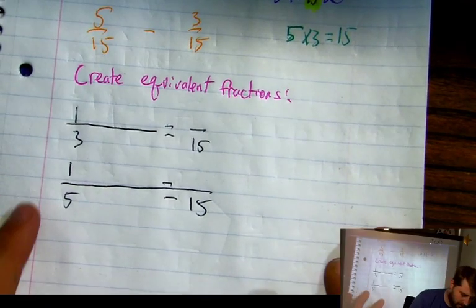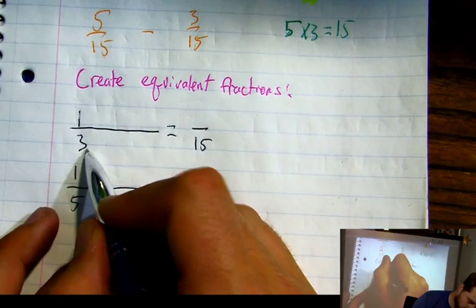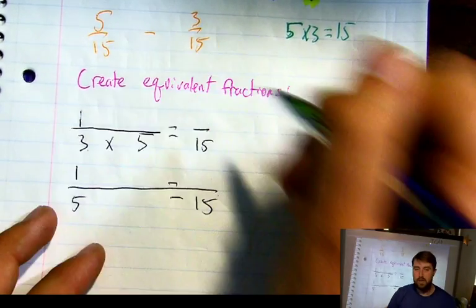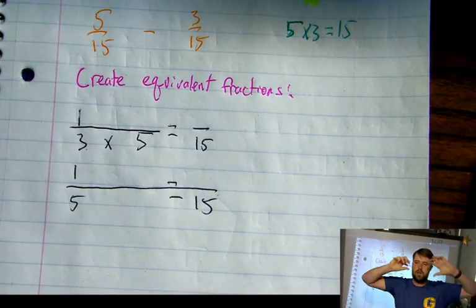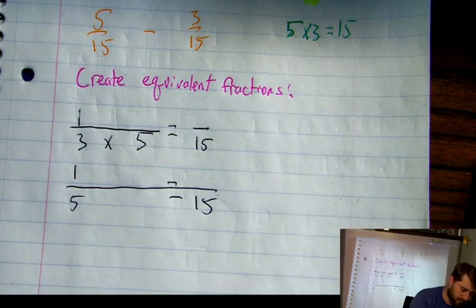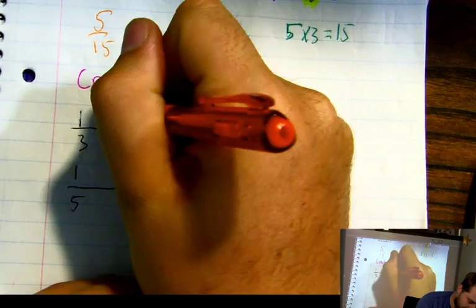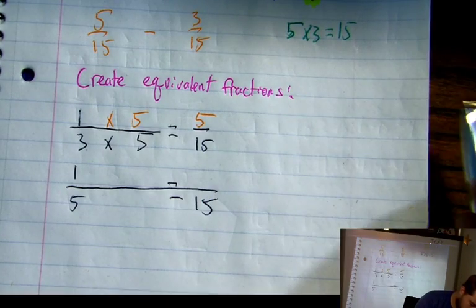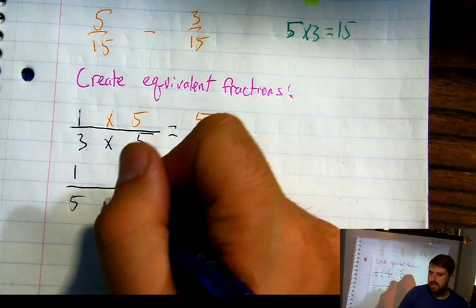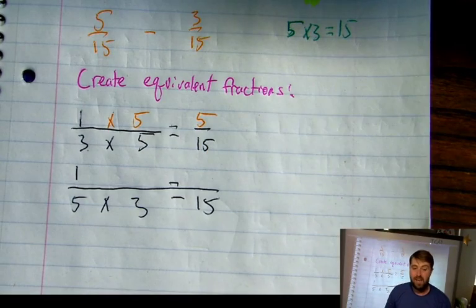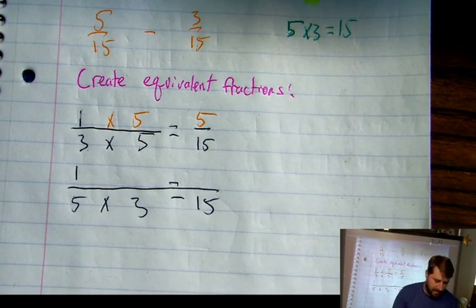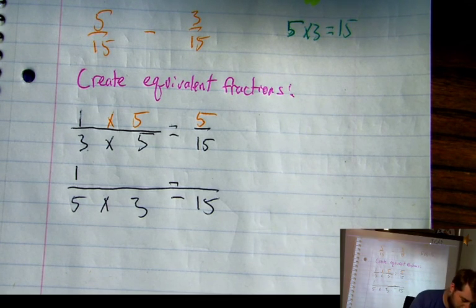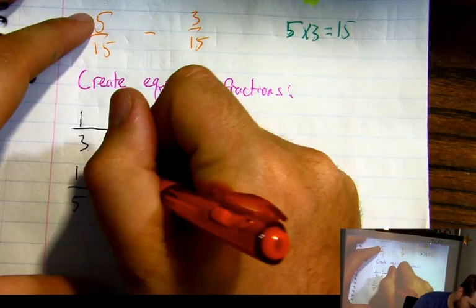And then we would ask ourselves, 3 times what is 15? Well, 3 times 5 equals 15. And we know if we do something to the bottom, we also need to do it to the top. So we do 1 times 5, and 1 times 5 is 5. And we'll repeat this process with our second fraction. We'll say 5 times what is 15? Well, 5 times 3 is 15. We did it to the denominator, so we need to do it to the numerator. 1 times 3 is 3.